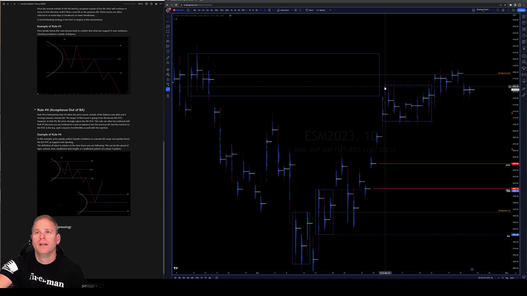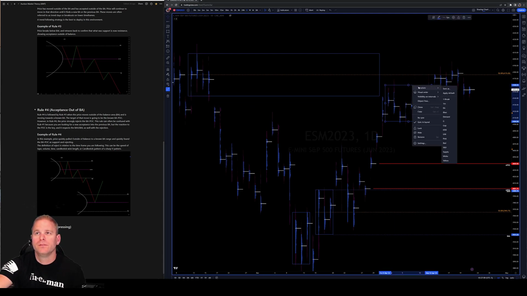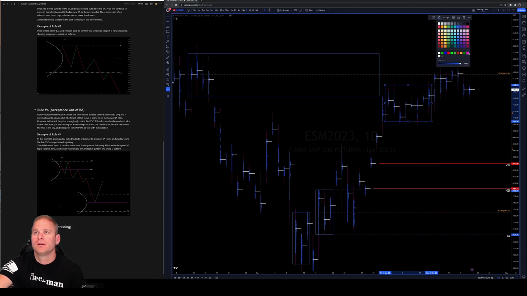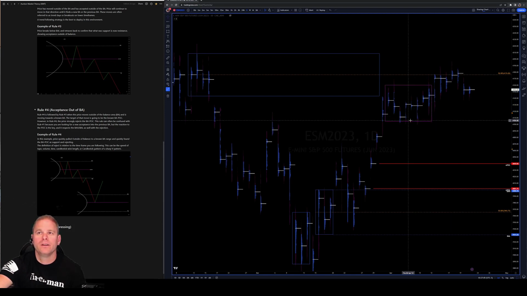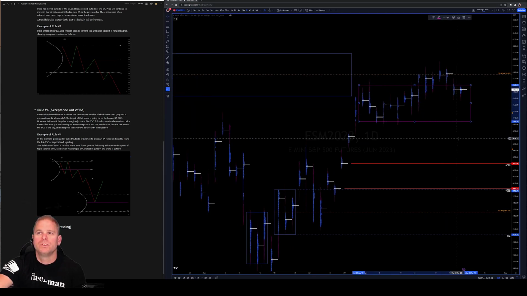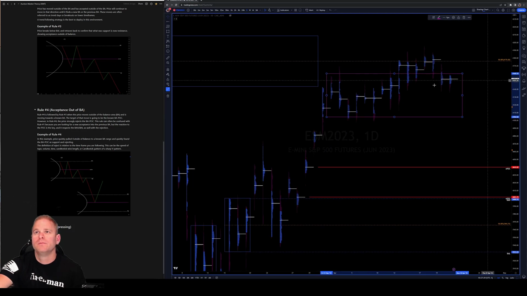So we left this balance area here, which I'll label, just put this one as pink. So we left this pink balance area here. We pushed up to the midline of this balance area here, and we went right to the POC, or the midline. It's just the 50% of the box. Held as resistance. Now we're going back into this balance area here, which is actually expanded over time.